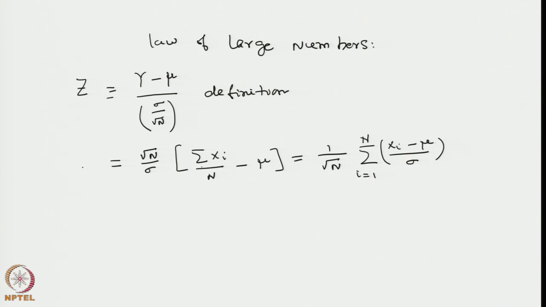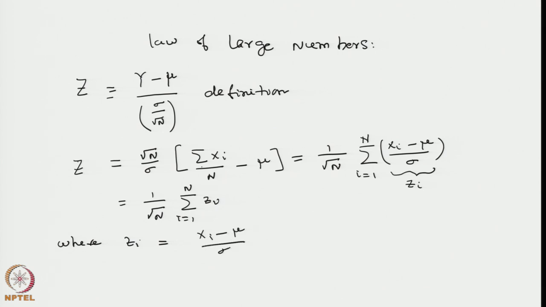So in other words, we have expressed the variate z as a sum of individual variates, which I call zi. That is, I can write it as 1 by root n sum of zi, where zi are individual variates defined as xi minus mu divided by sigma.